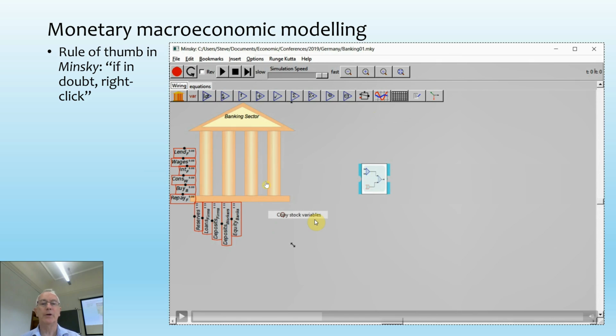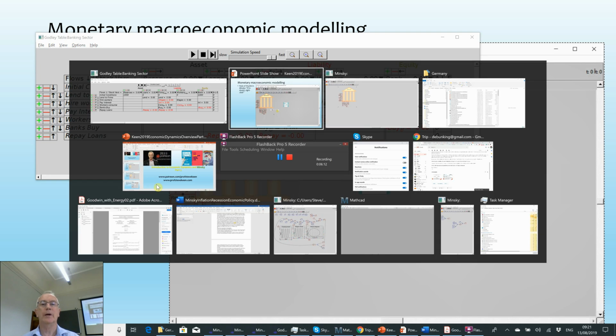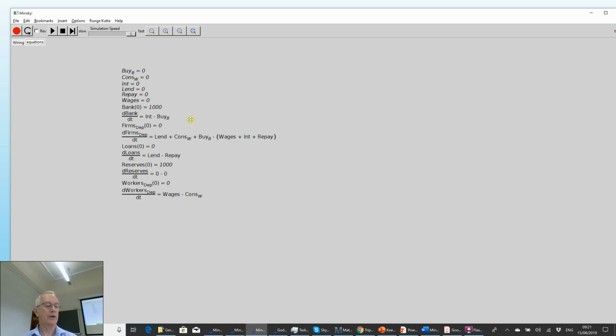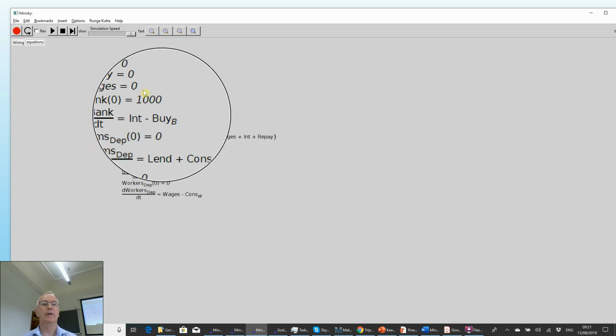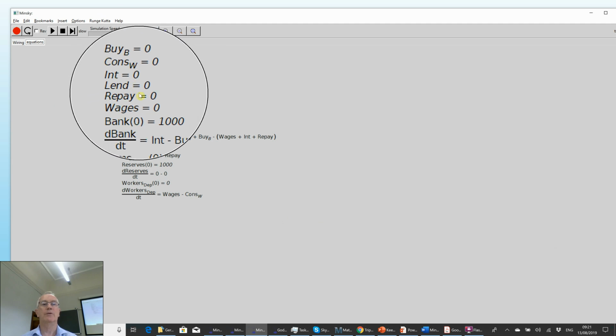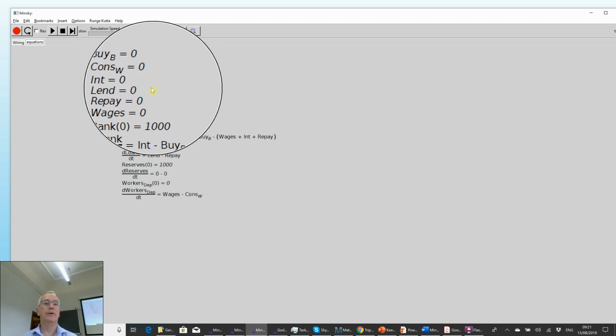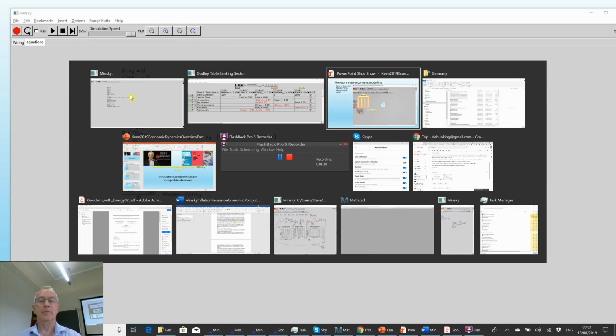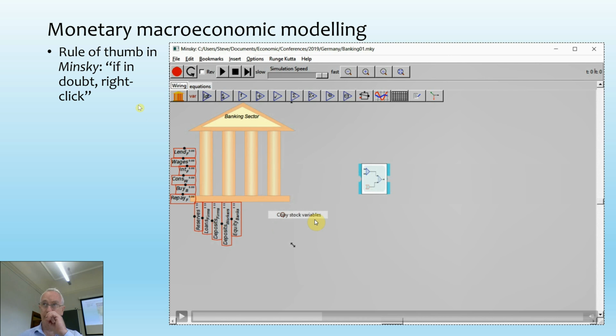Now what I want you to do is start defining the variables, because if you look at the equations right now, there's no value given to all the elements here: buy, consume, interest, all the flows are 0. So you want to define the flows in some sensible way. The most obvious thing to do is to define the interest flow as the rate of interest on loans times outstanding loans.